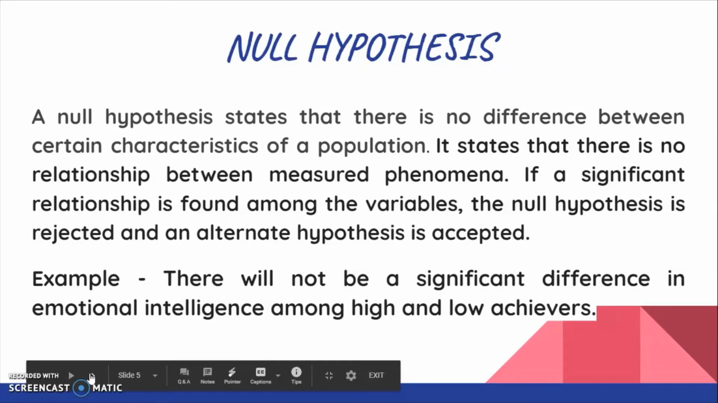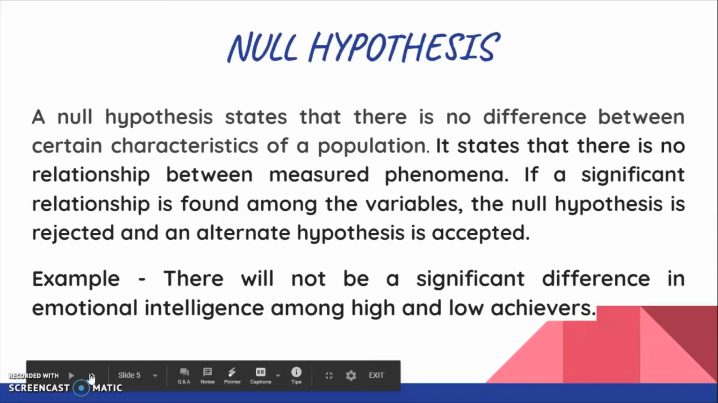So we are stating that there will not be any relationship between the variables that we have selected. There will not be any relationship between the dependent variable and the independent variable. That's a statement that we make. If we make such a type of statement, we call it a null hypothesis. Here the example we'll read again: there will not be a significant difference in emotional intelligence among high and low achievers. We say that there is no connection, there is no significant difference between them.